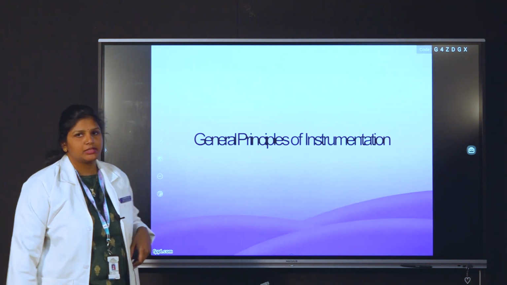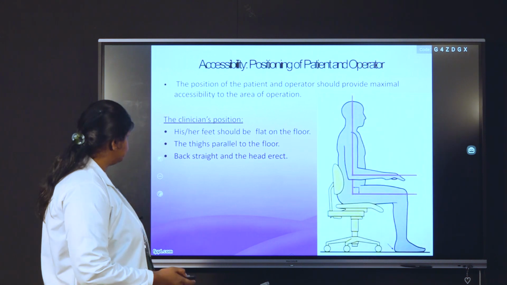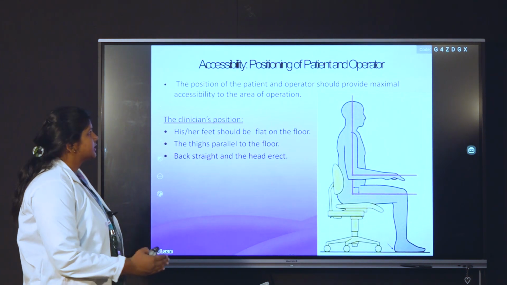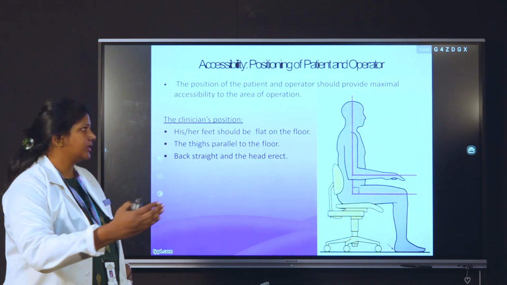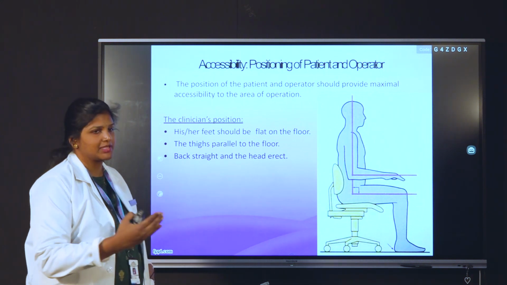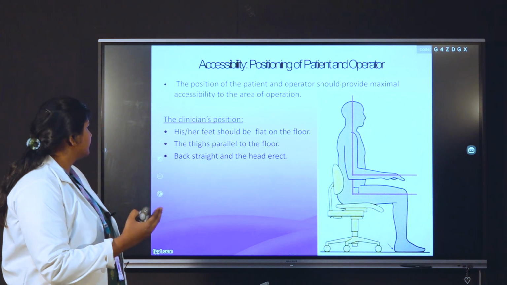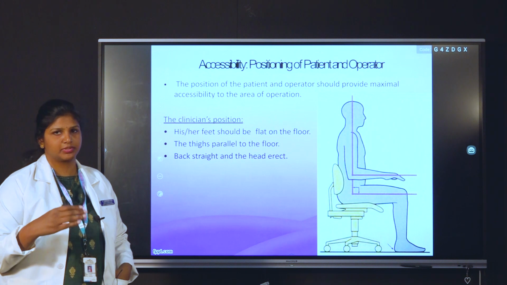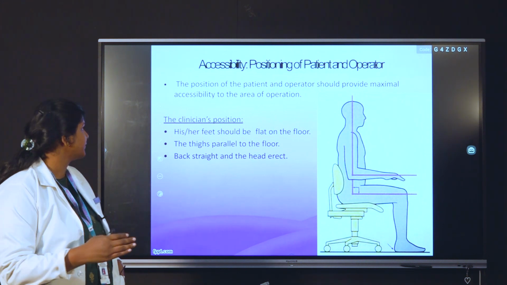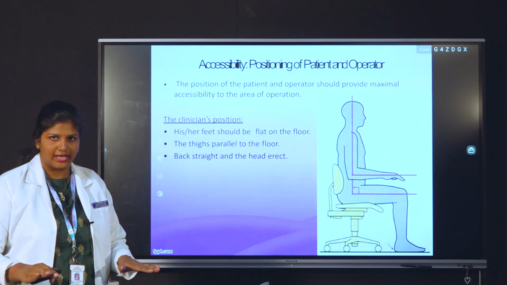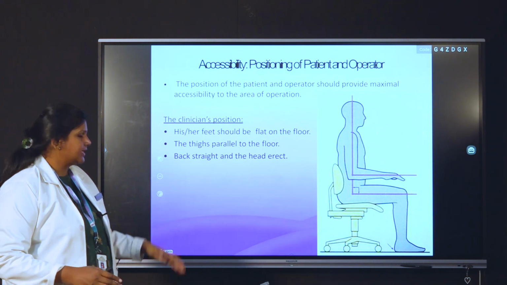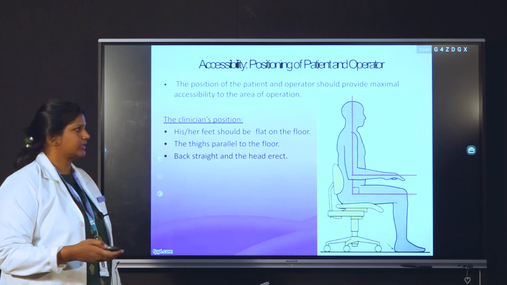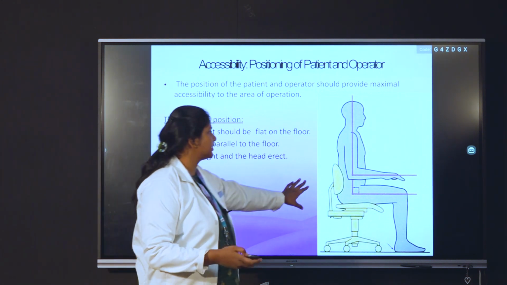So coming to the general principles of instrumentation, the first one is accessibility. The position of the patient and the operator should provide maximum accessibility for the area of operation. So how should the clinician be positioned? His or her feet should be flat, the thighs should be parallel to the floor, and the back should be straight with the head erect. So this is the operator position.